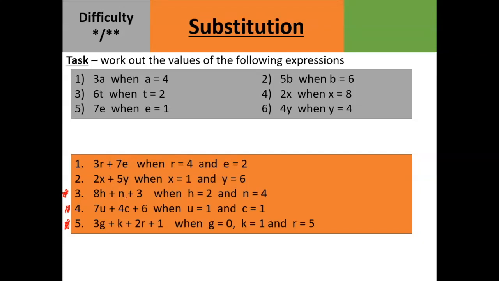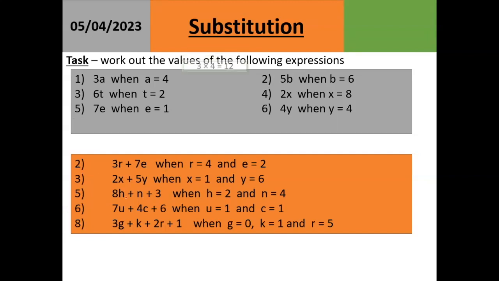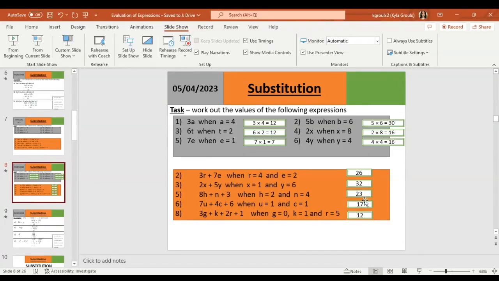Okay, I'm all done. So number 3, I got 23. Question 5, I have 23, 6 is 17, and 8 is 12. Maybe I'll write that. The last one I got 15. Okay, you could be right.